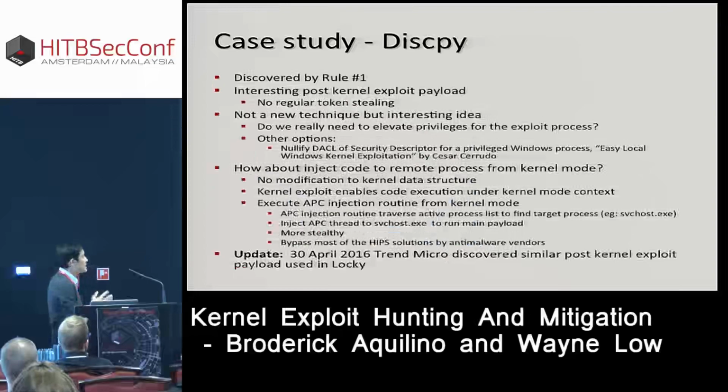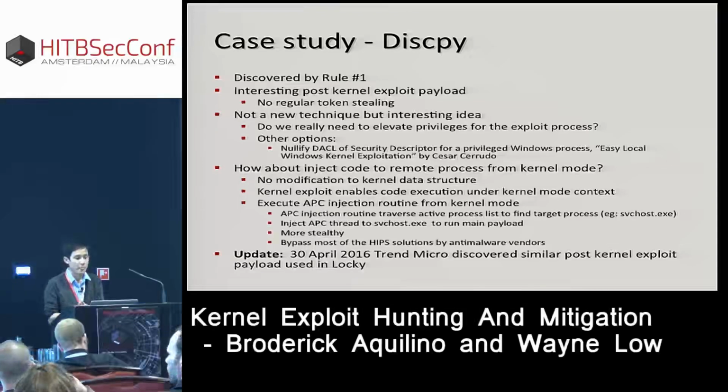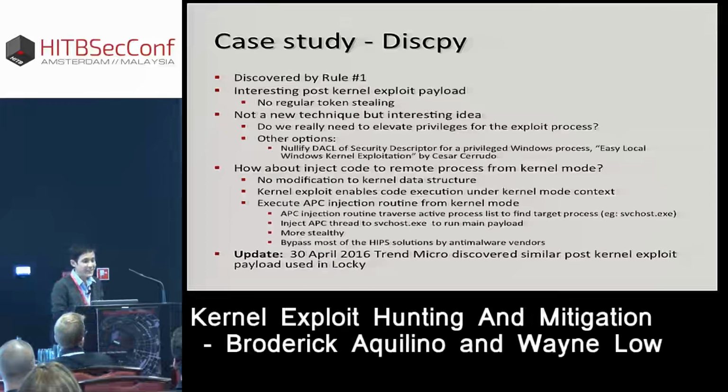The next case study is DSpy. I believe no one has heard about this malware family before because it is not a very prevalent malware family that first appeared in 2014. It was also discovered by the first Yara that we introduced. The reason why this malware family stands out from the rest is because of its interesting post-kernel exploit payload. After exploiting a kernel vulnerability, DSpy malware did not elevate the malware process privilege.